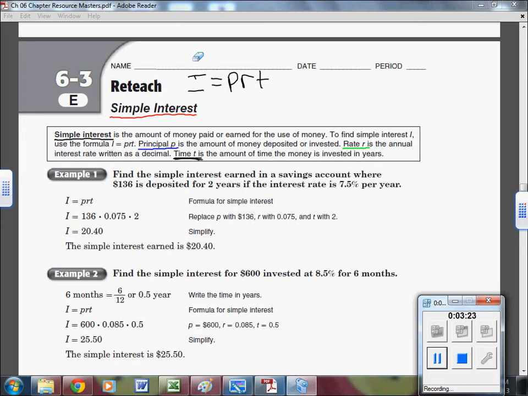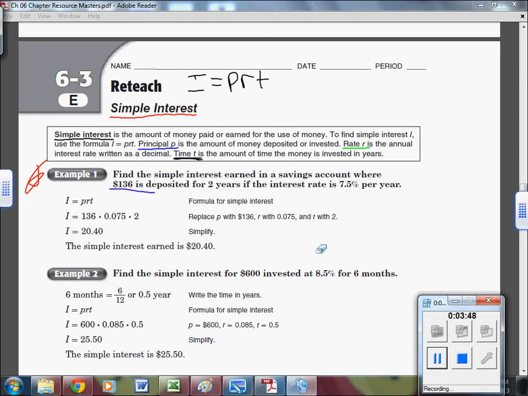So let's take a look at example 1. In example 1, it says, find the simple interest earned in a savings account where $136 is deposited for 2 years if the interest rate is 7.5% per year. They're not saying they deposited $136 every year. They're saying they deposited it once, and they want to know in 2 years how much interest it earned.